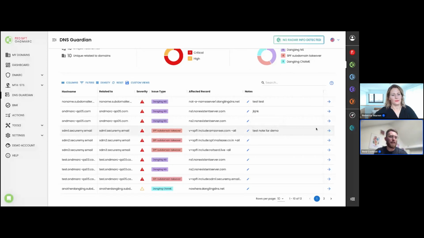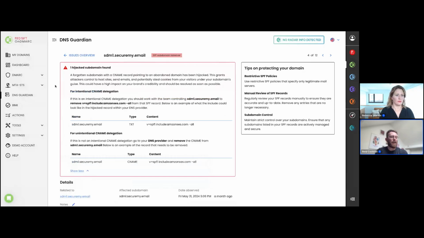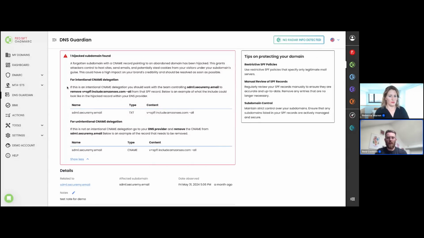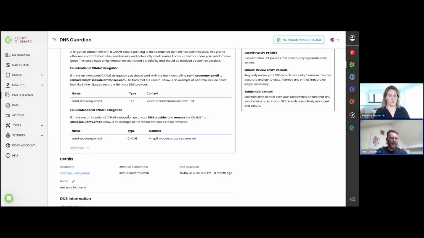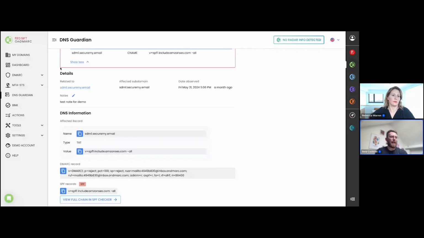And then what you can do most interestingly is that you can dive into a specific issue and get further information. So this one is related to an SPF subdomain takeover. And the structure is as follows. So you get an overview at the top of what exactly the issue is and what it means, and with also some instructions on how to resolve that issue and what to look for in your DNS. You can see, again, the top level information, so the related to domain, the affected subdomain, and also the date that this issue was first observed.